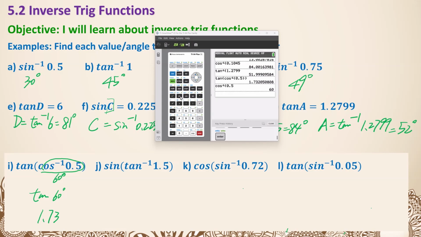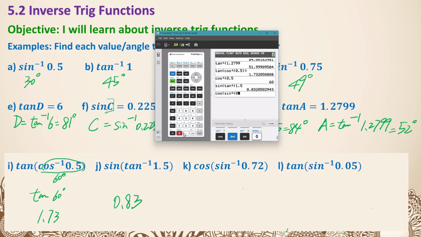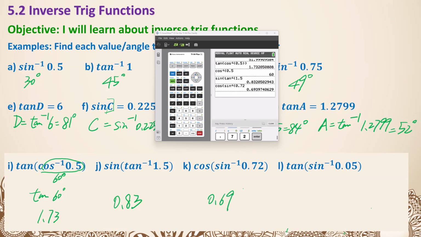Okay, next, same thing. Sine, and then inverse tangent of 1.5. That is going to be 0.83. Okay, next, cosine of inverse sine of 0.72. And that one is 0.69. Okay, next is tangent of inverse sine of 0.05. That is going to be 0.05. Okay, there we go. So that's up to L.